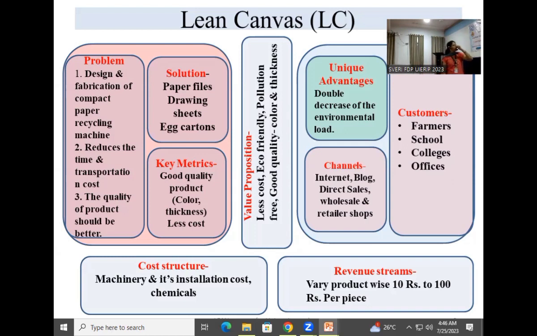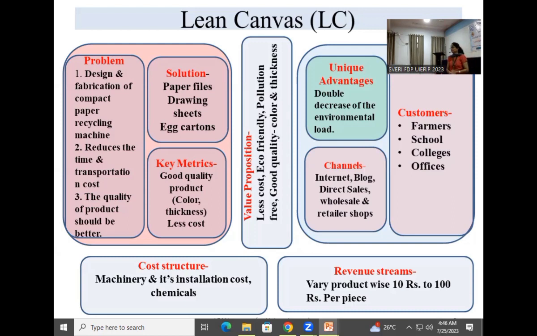Customers, who will be your customers? If we are preparing drawing sheets, schools and colleges will be our customers. If we are making egg carats, then farmers will be the customers. And if you are making files, then offices will be the customers. Then the revenue stream varies product-wise, from 10 rupees to 100 rupees per piece.